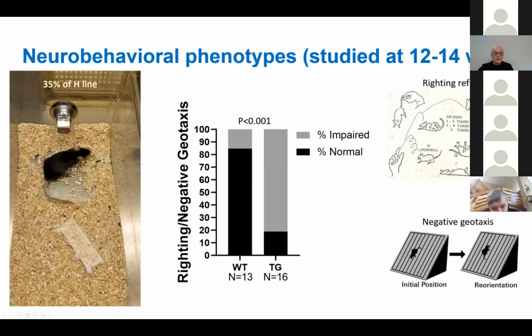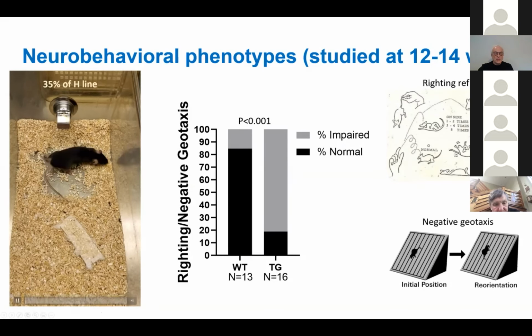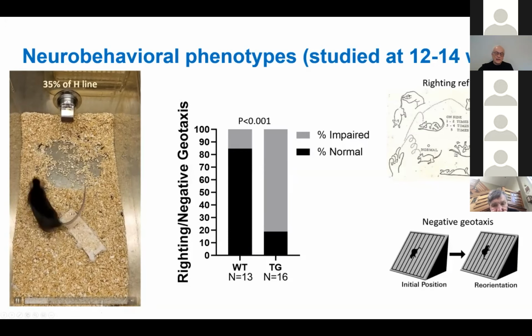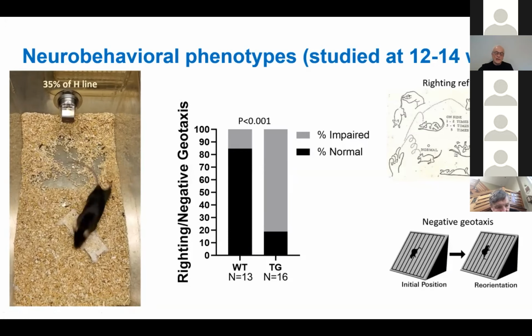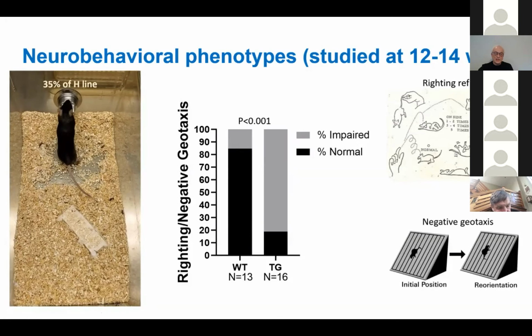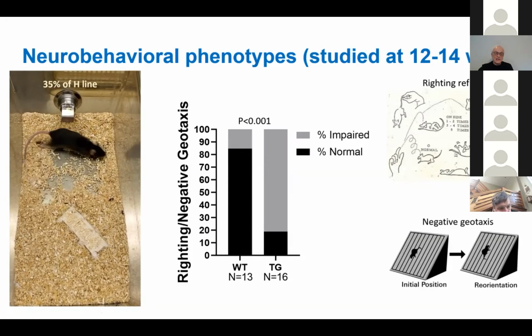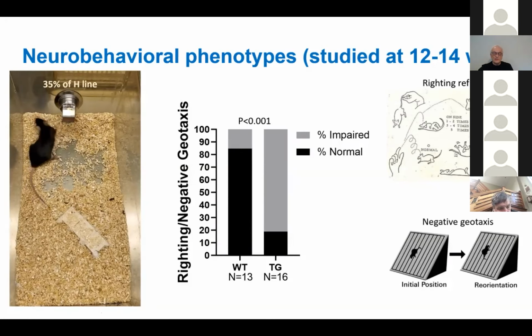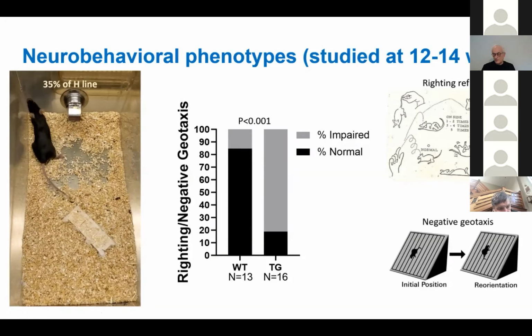And here is the behavior of the mice. As you can see, they have this compulsive circling. It tends mostly to be to one side, but sometimes they do a figure 8 as well. This is their usual behavior, and that affects about 35% of these mice, so it's only partially penetrant.